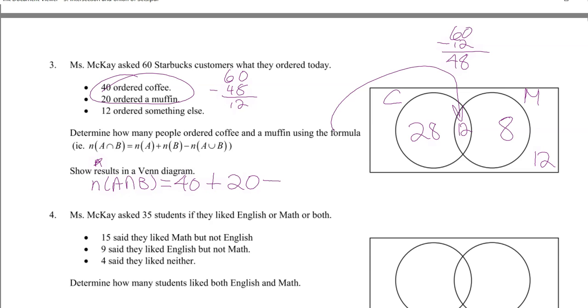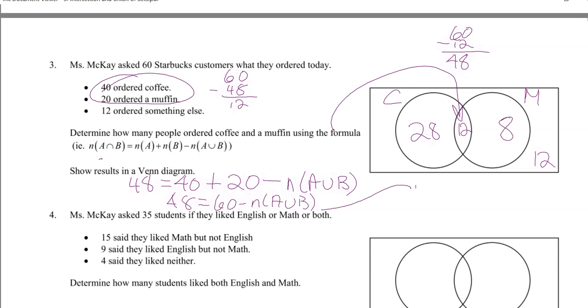So from them, we take away the intersection. We know this number, right? So 60, and we've dealt with 12. So 48 minus the union. So 48 is equal to 60 minus the union. So A union B is 60 minus 48, which is 12. So that's formal, right? That's like, let's use formulas.